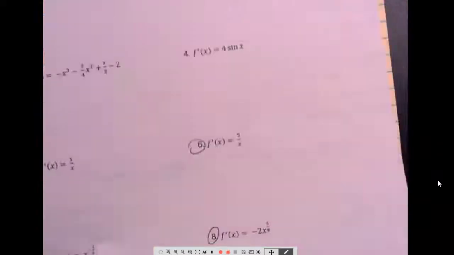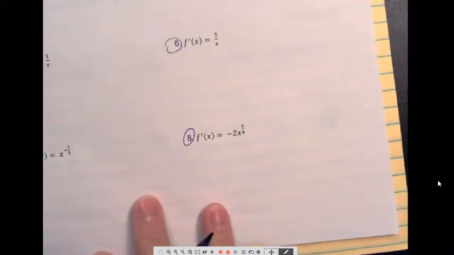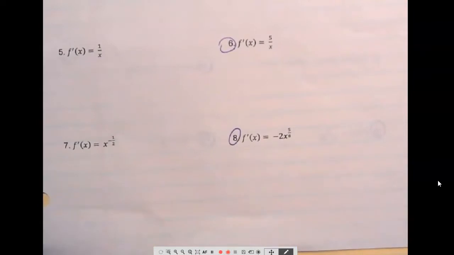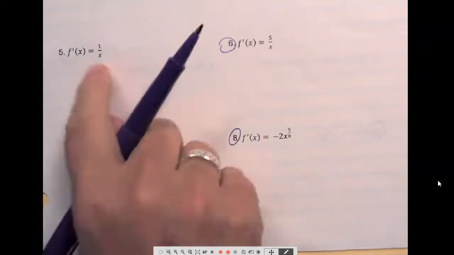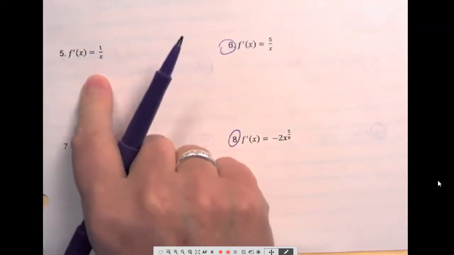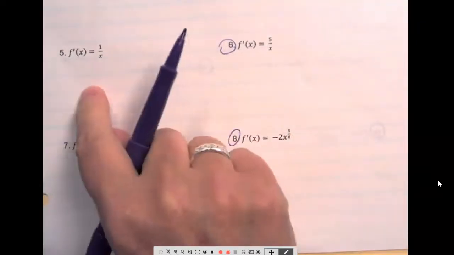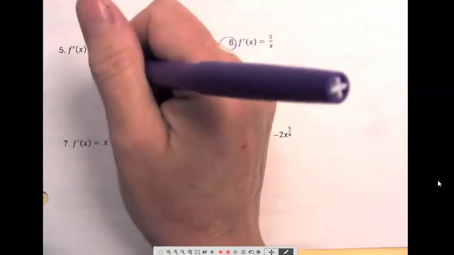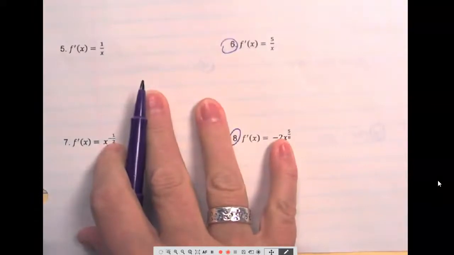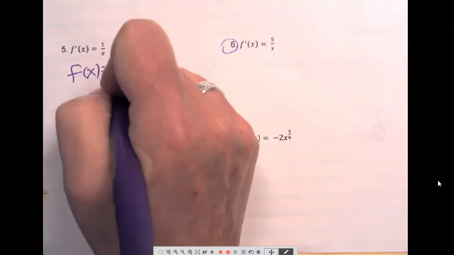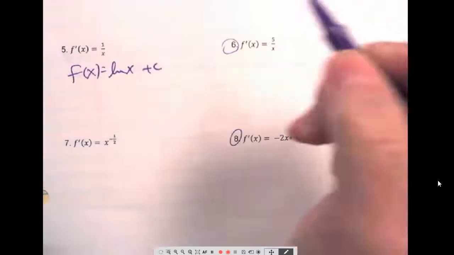Okay, so let me go back over to number 6, first of all. So did you have trouble with 5? Was that okay? Could you see that that was natural log? And if you couldn't do 5, then 6 would certainly cause you trouble. So this is just straight up natural log. The antiderivative of 1/x is natural log of x. And then we tack on the plus C.